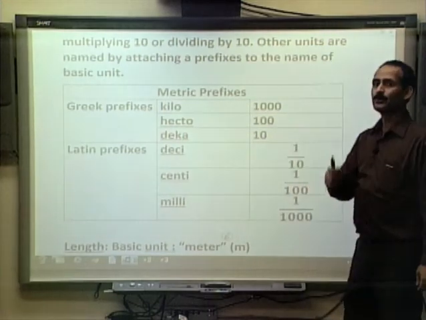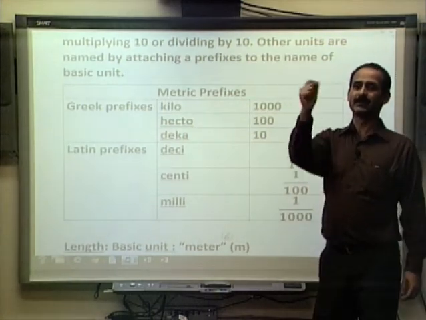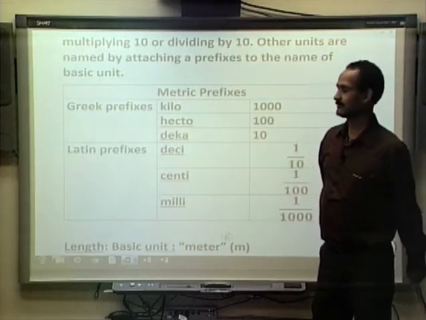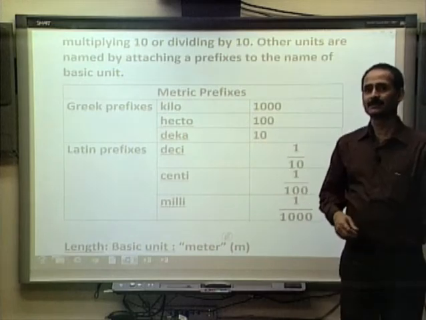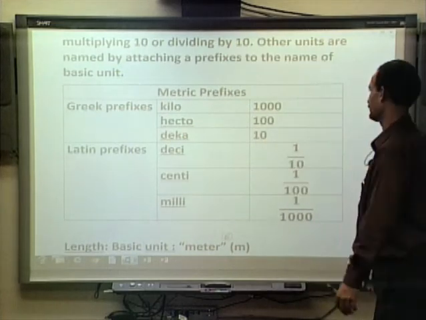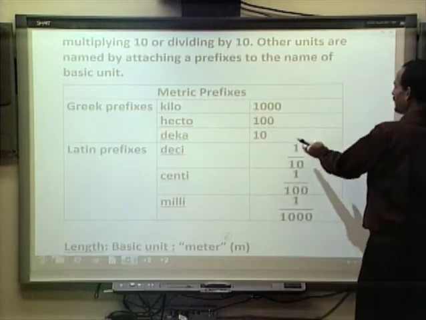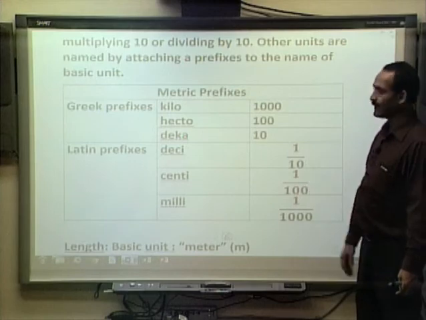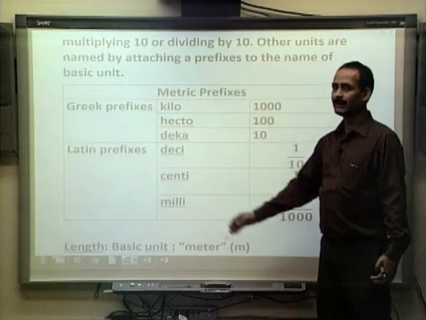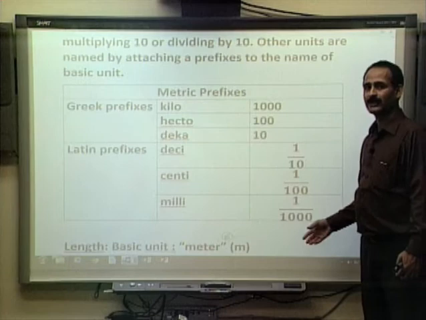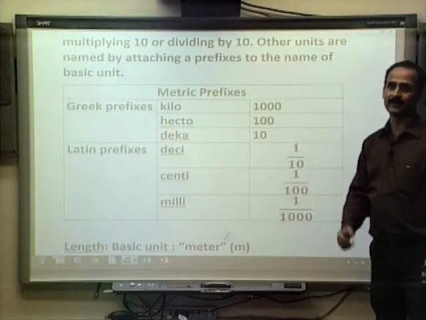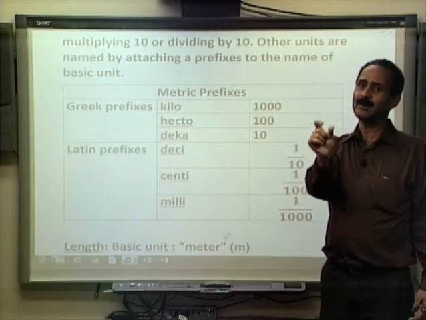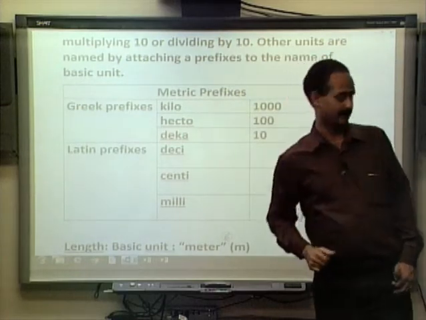Kilo refers to 1000 of the basic unit. Hecto represents 100 of the basic unit. Deca represents 10 of the basic units. Deci represents 1/10 of the basic unit. Centi represents 1/100th of the basic unit, and milli represents 1/1000 of the basic unit. That means, if we divide the basic unit into 1000 parts, each part represents milli.